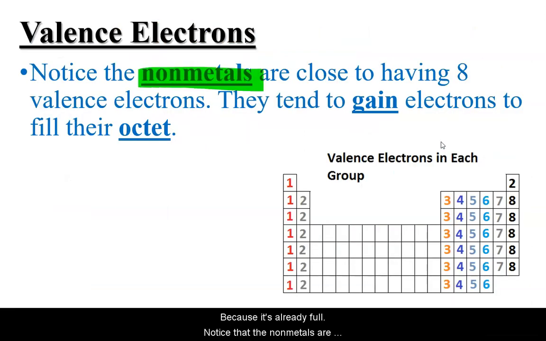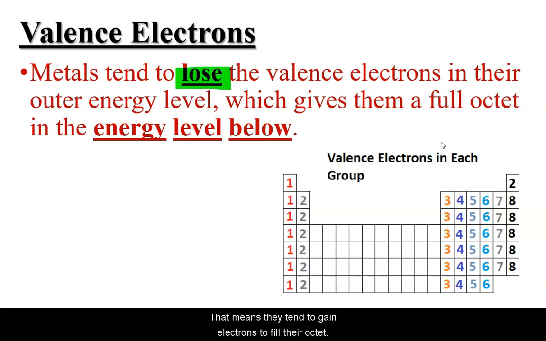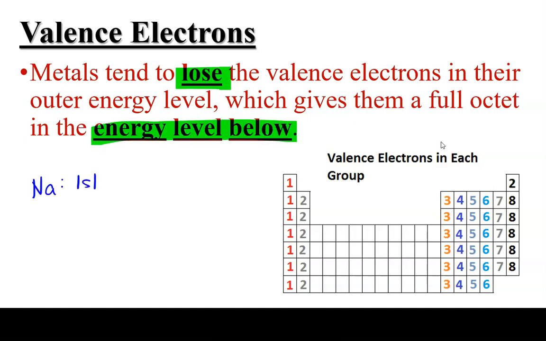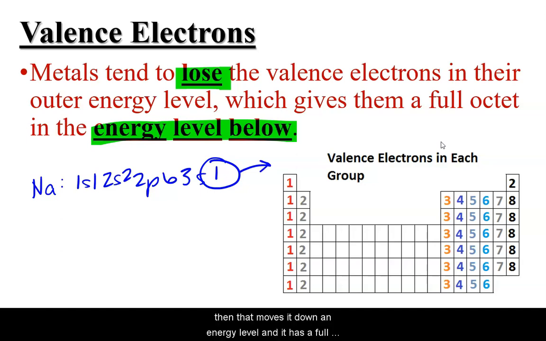Notice that the nonmetals are close to having 8 valence electrons. That means they tend to gain electrons to fill their octet. And metals tend to lose the valence electrons in their outermost energy level, which gives them a full octet in the energy level below. Sodium has 1s2, 2s2, 2p6, and 3s1. If it takes this one electron and gives it to somebody else, then that moves it down an energy level and it has a full p sublevel, so it makes it more stable.